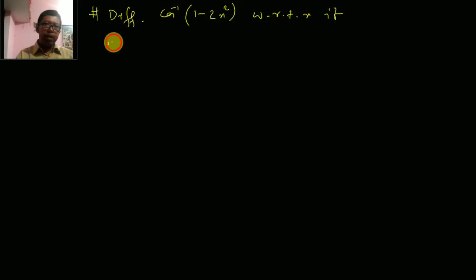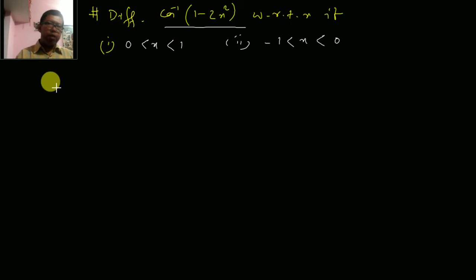You have to differentiate cos inverse of 1 minus 2x square with respect to x if the domains are given. This is very difficult if the domains are given. If no domain is given, that means you have to consider the general case. The first domain is given as 0 less than x less than 1 and the second domain is given as minus 1 less than x less than 0. So one by one. The function is cos inverse of 1 minus 2x square.